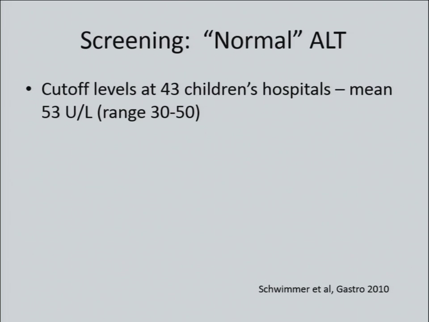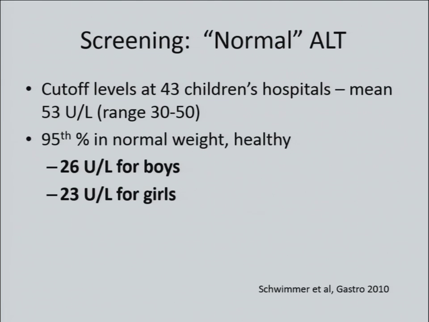So they looked at the NHANES population and looked at the 95th percentile for an ALT in normal weight healthy children in order to get an accurate assessment of that. And they found that the upper limit of normal for children, for boys, should be 26 and for girls 23. So these are really the standard of care today, and it's no longer appropriate to use the ones that are on the lab sheet unless they've corrected and updated these. And so one of the things we did in our hospital is we met with the lab director, and then we were able to get the normal range adjusted to be more appropriate for children.